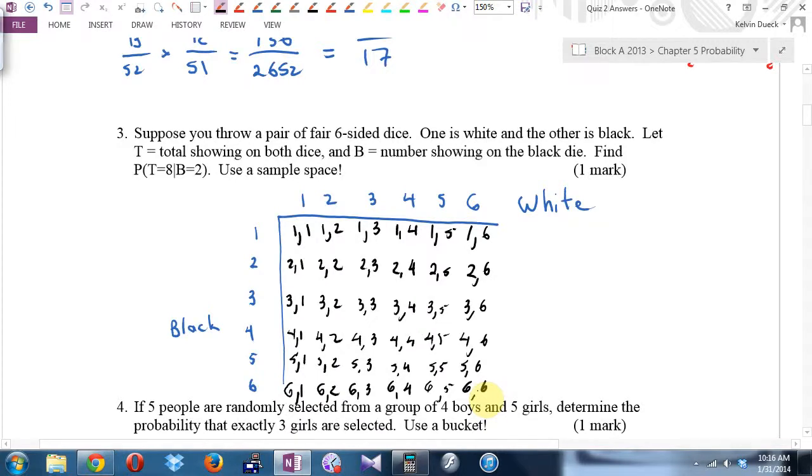What do they want me to find? I'll give you a hint. Find what it says after the word find. Jordan, can you read? What do they want me to find? I'll give you a hint. Find what it says after the word find. The probability that the total is 8 and the black dice is 2. Okay. I'll talk to you later. Sorry? Say that again. I was being distracted doing some classroom management. Find the probability that the total is 8.